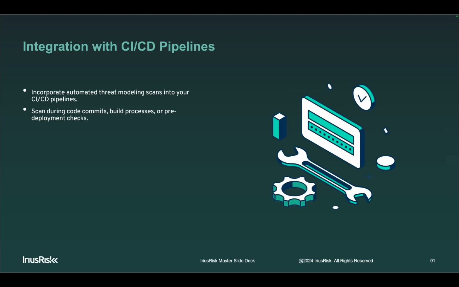Automated threat modeling can be seamlessly incorporated into our CI/CD pipelines to enhance security without disrupting the workflow. By setting up scans during key phases such as code commits, throughout the build process, but also in pre-deployment checks, we ensure continuous evaluation and mitigation of potential security threats. This method supports agile development practices and maintains a strong security posture by integrating essential checks directly into our pipeline.